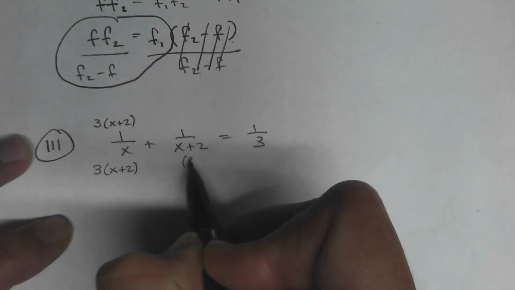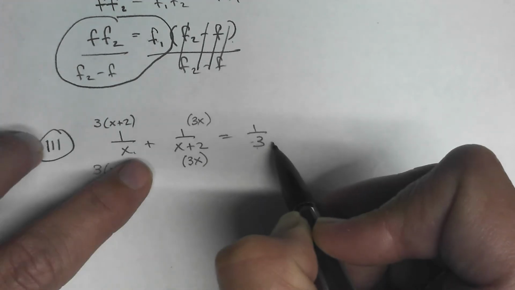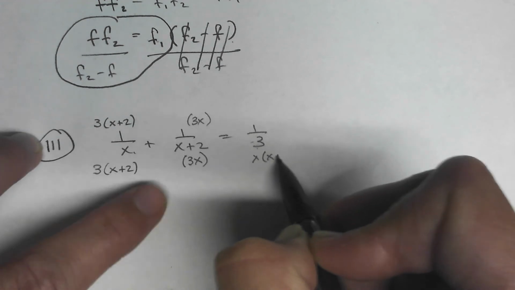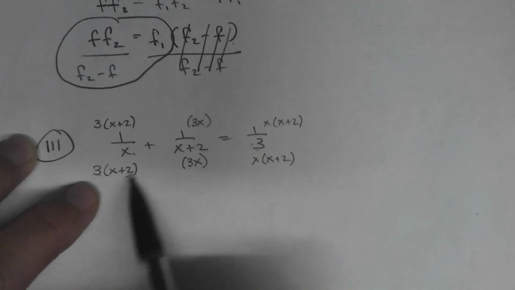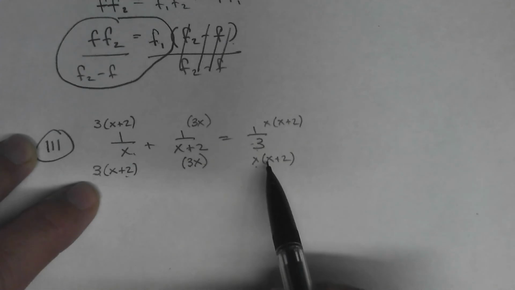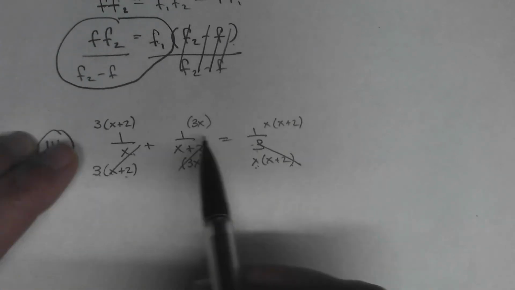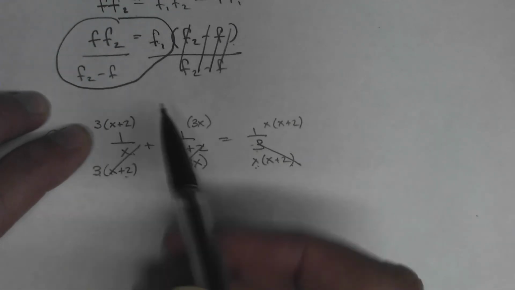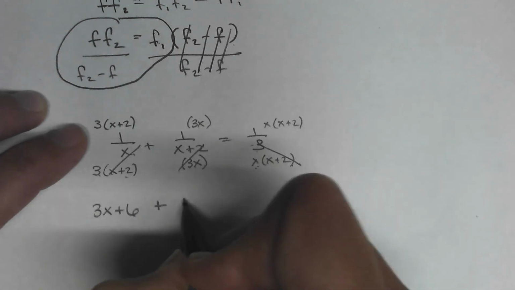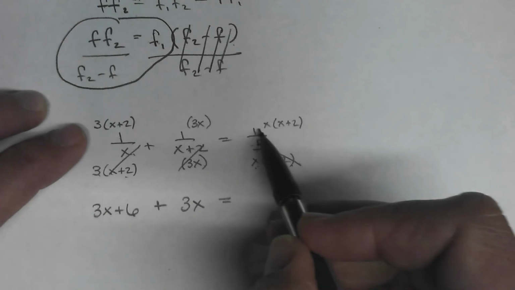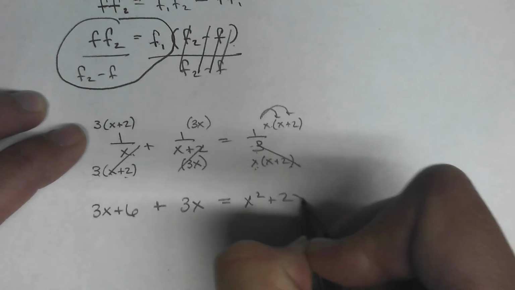This one needs a 3x, that x and that 3. And this one needs an x and an x plus 2. Then now double check. 3x, x plus 2. 3x, x plus 2. So all the denominators are the same and cancel, and so here's what we have. 3 times x plus 2 times 1, which is just 3x plus 6, plus 1 times 3x, which is just 3x, equals 1x times x plus 2, which I'll distribute, x squared plus 2x.